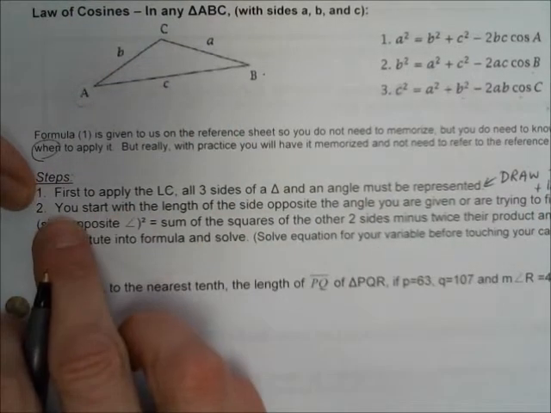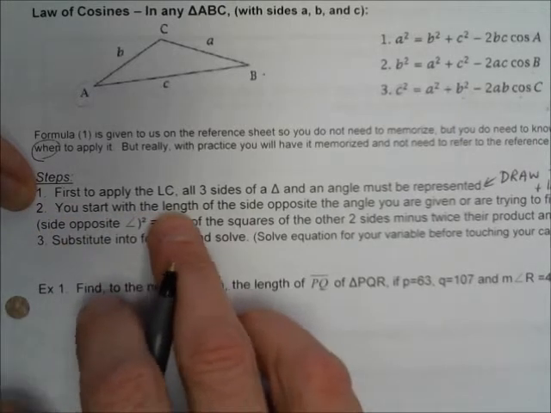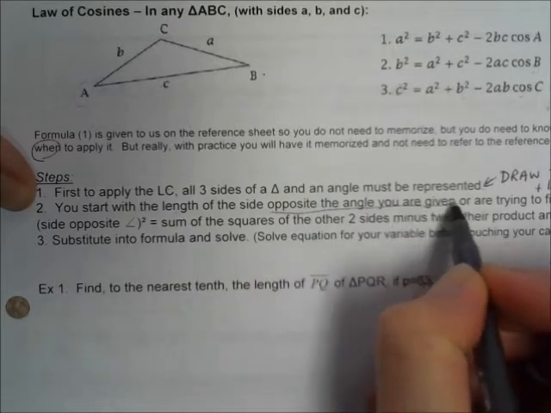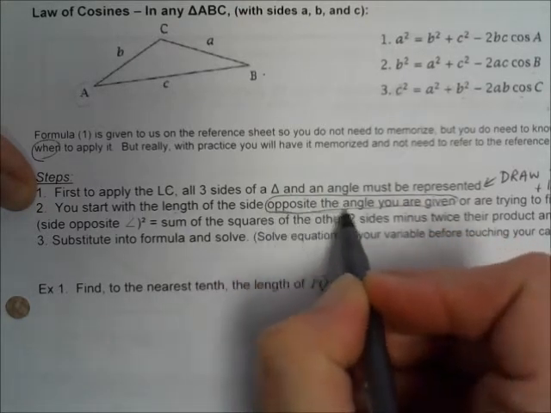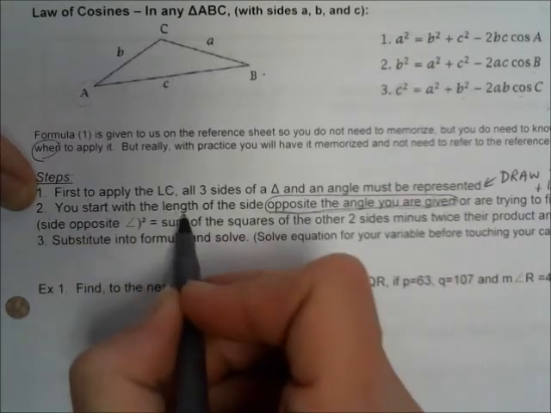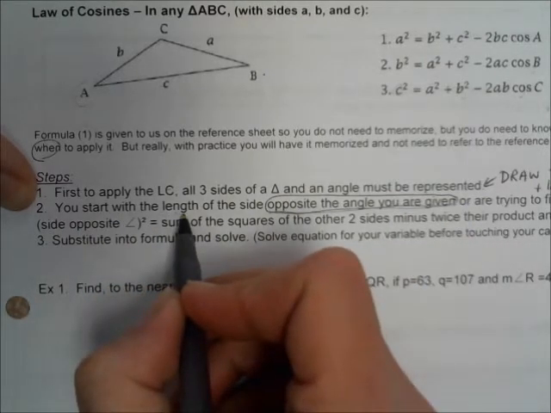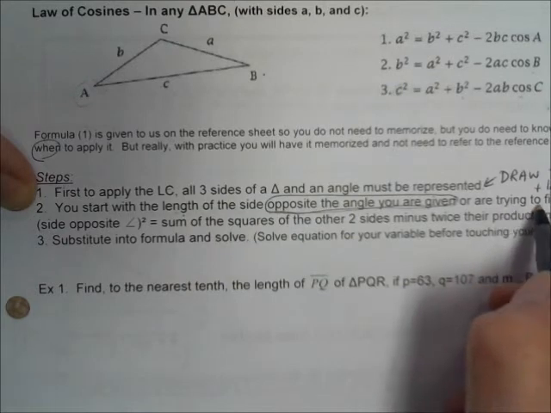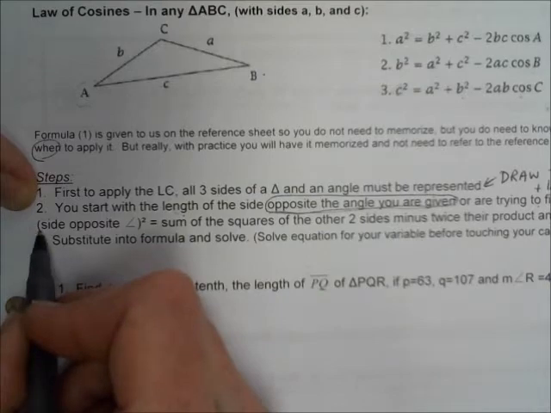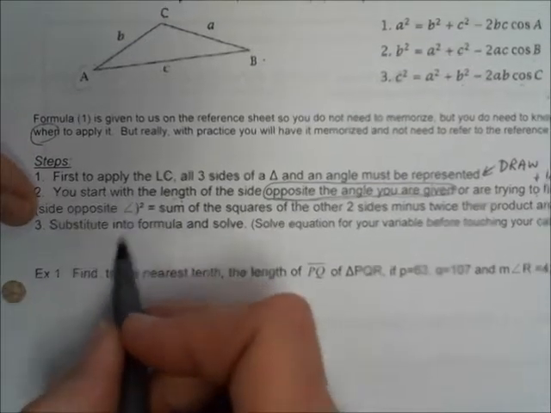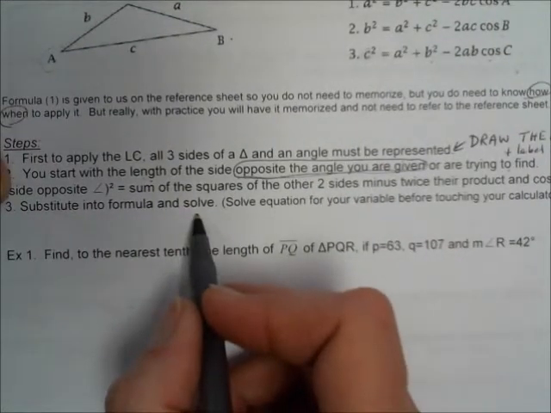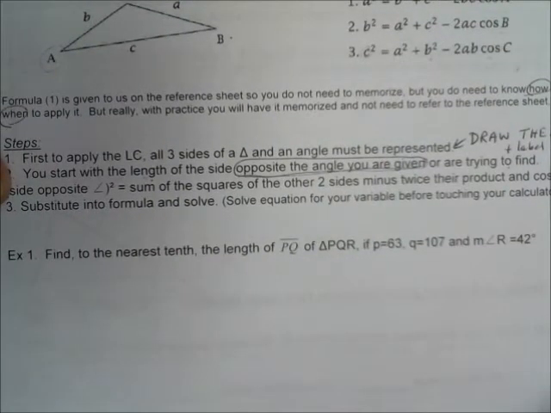And then, to use the law of cosines, you're going to start with the length of the side opposite the angle you're given. So you're going to know the measure of one of the angles, and you start with that length of the opposite. And that's the one you're trying to find. And then here's just a summary of what the law of cosines says down here. And then you're going to substitute into whatever the formula is that you've written down, and then you're going to solve for that missing side.